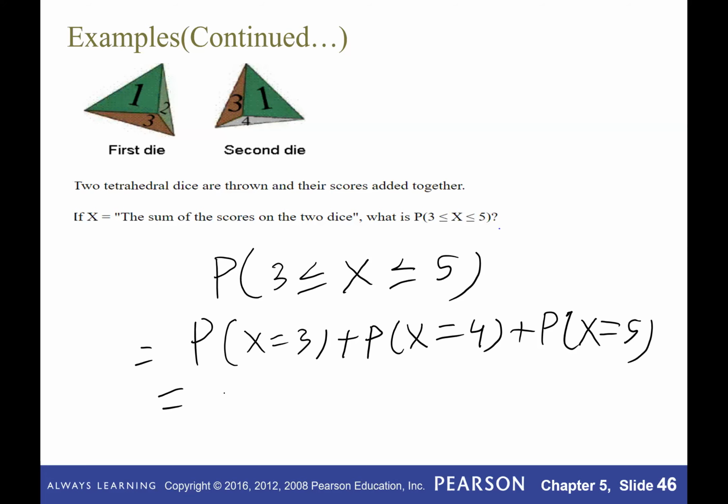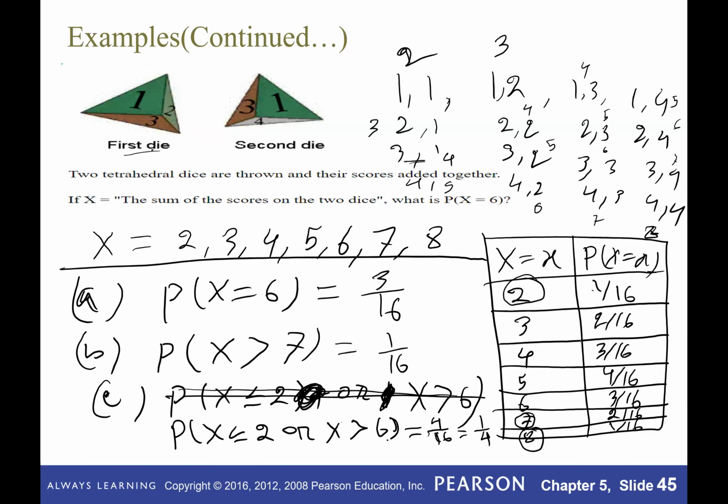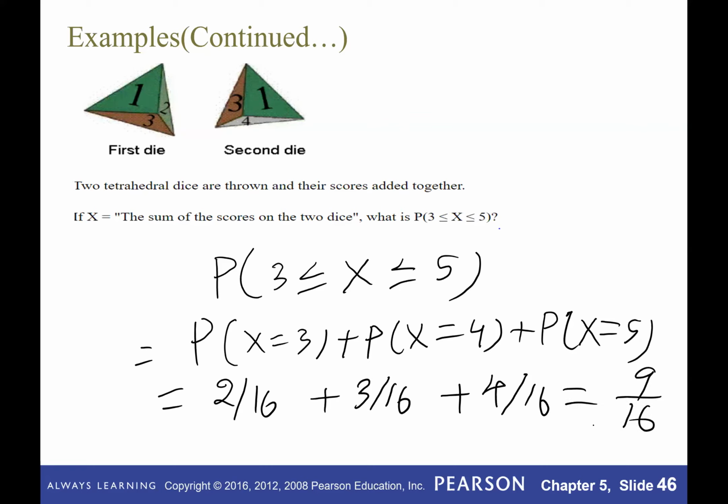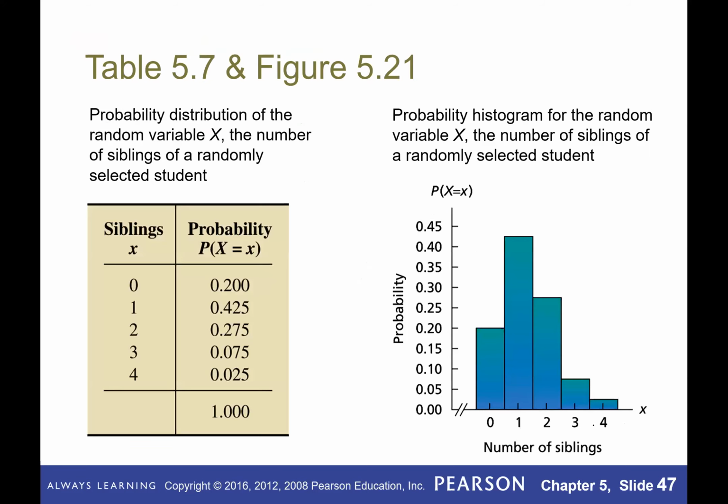So if you go to the previous table, then for 3, 4, 5, this is 2 over 16, 3 over 16, and 4 over 16. So it will be 2 over 16 plus 3 over 16 plus 4 over 16. So it will then be 9 over 16. So this is the probability.